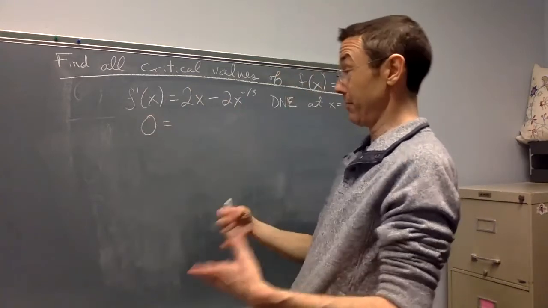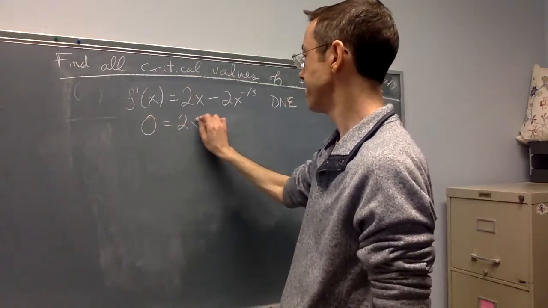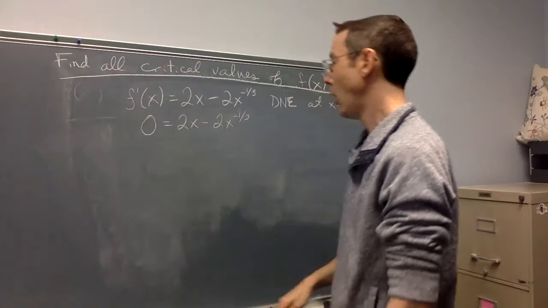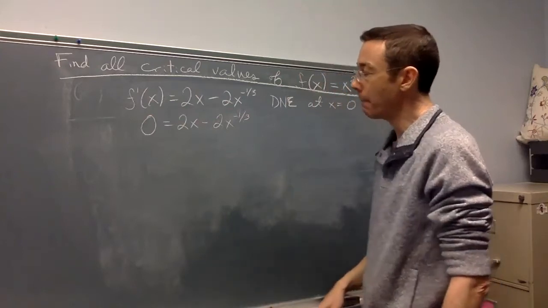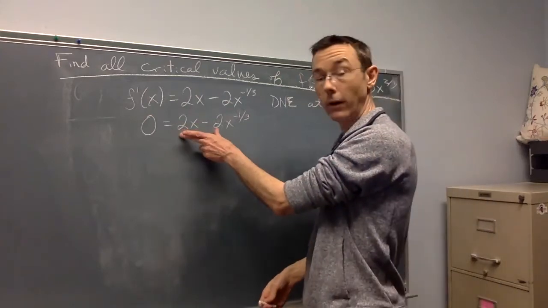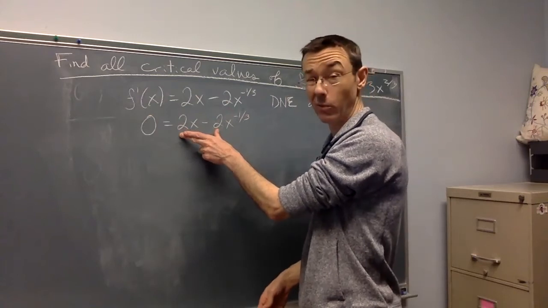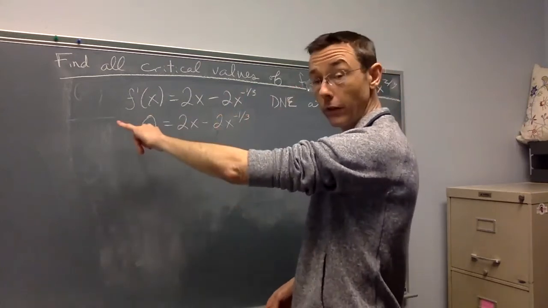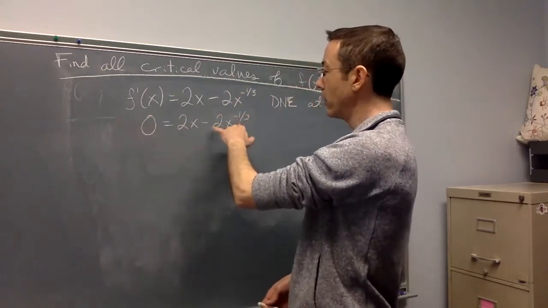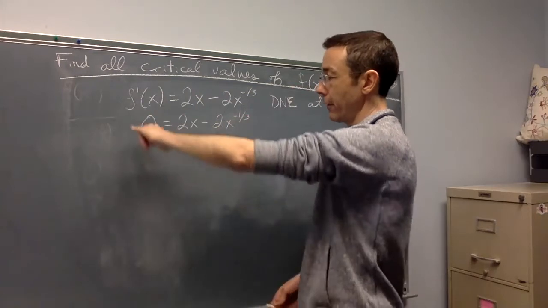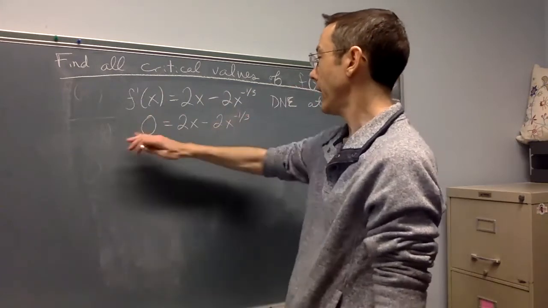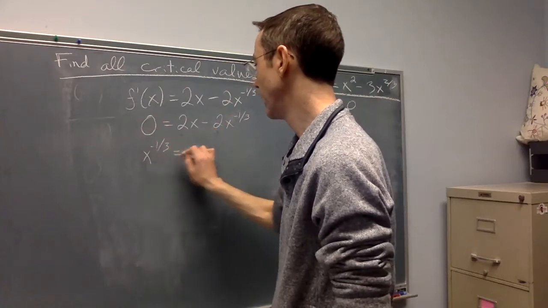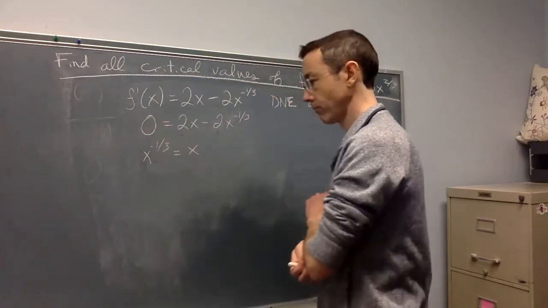So I'll just set f prime equal to 0. To solve this for x, first of all, I want to cancel out this 2, so I divide both sides by 2, easy. And then I'm going to move this part over to the other side. I add the 2x to the negative 1/3 and put it over here. I do that, I divide by 2, I get x to the negative 1/3 equals x.